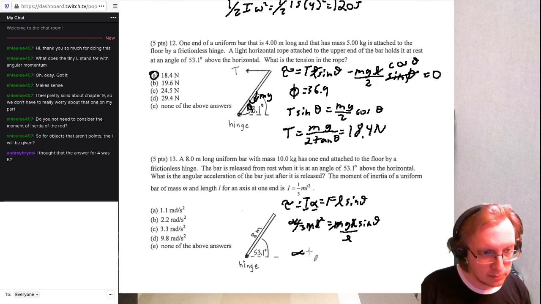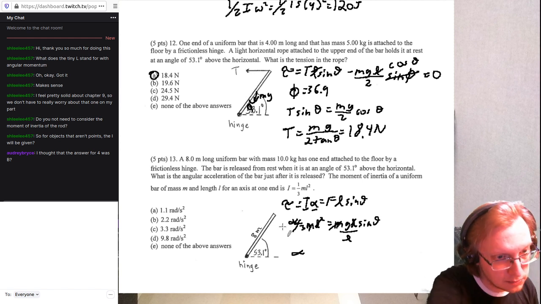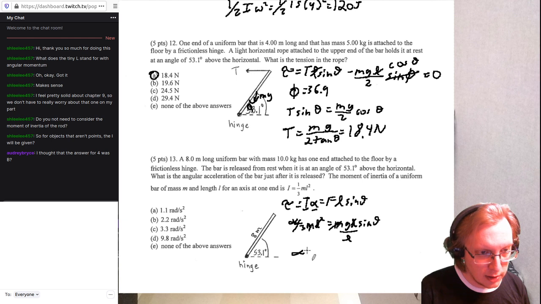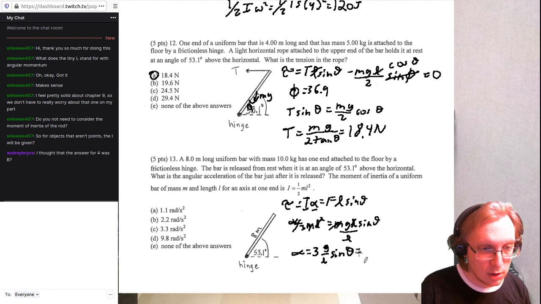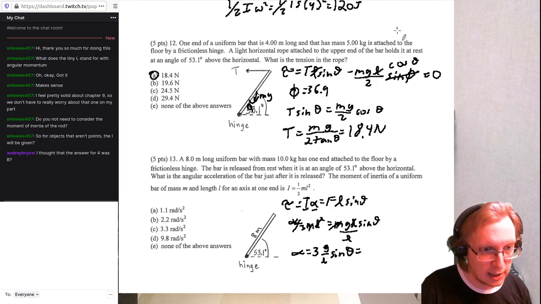So alpha is 3 g on L sine theta. So punching our numbers in: 3 times 9.8 divided by the length of this rod. Oop, hold on a moment. Nope, getting ahead of ourselves.